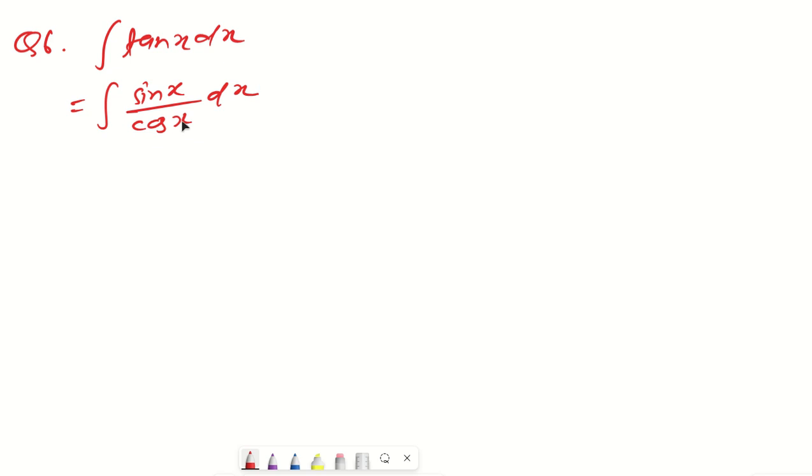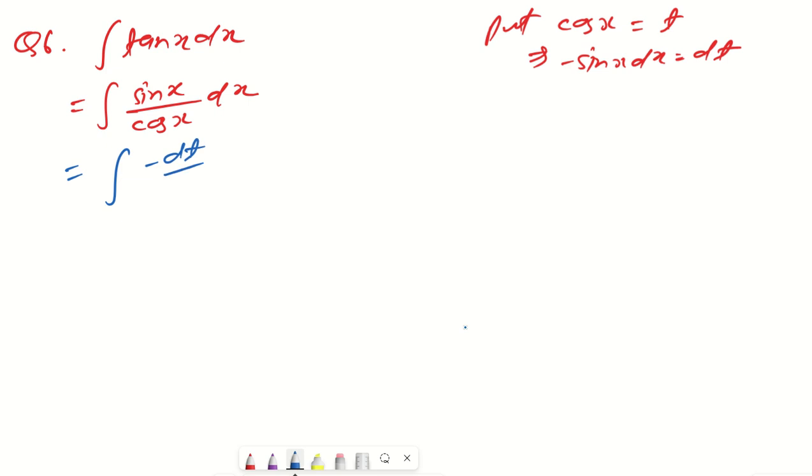Now we can replace this cos of x by something so that it will be easy. So let us put cos of x is equal to t. Then we are going to get what? Minus sine x dx is equal to dt. Now can we see that sin x dx can be replaced by minus dt, right? So I can get my integration as integral of minus dt by t. That can be written as, what is the integration of 1 by t? That is log t. So I can write it down, minus of log of mod t plus some constant c.